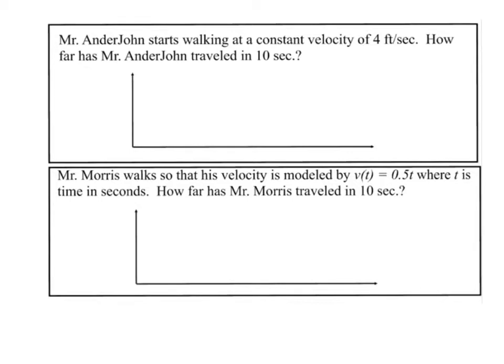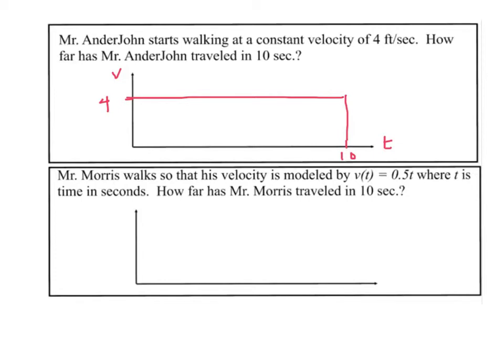Mr. Anderson starts walking at a constant velocity of 4 feet per second. How far has Mr. Anderson traveled in 10 seconds? Well, I'm going to make a little velocity graph here. So we're going to put velocity, we're going to put time. So I put like 10 over here, and maybe put 4 right here. Of course, it's constant, so it's just going to be a horizontal line up to 10.